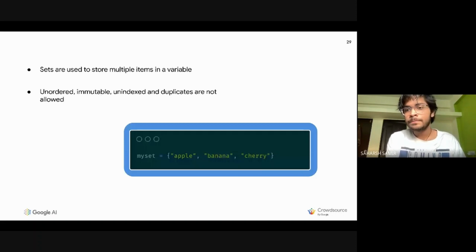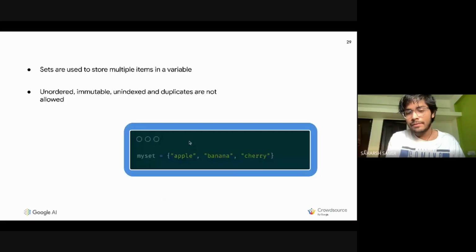Unordered basically means that when you initialize a set, so for example, I have initialized my set here as apple, banana, and cherry, if I use my set variable later in my code, there is no guarantee that it would be in the same order. It could be in any other order. That's what unordered means.